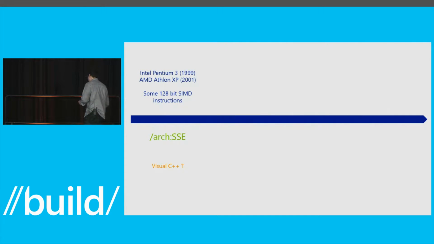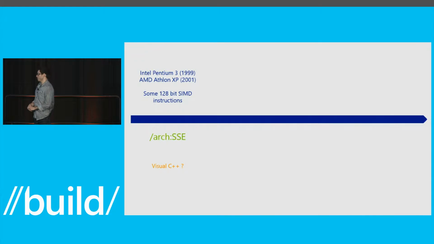But first, I want to talk just very briefly and sort of level the playing field in terms of what I mean by modern CPU instructions. So this big arrow is the timeline. And way back in the day, Intel Pentium 3, 1999, and in 2001, AMD released the chip that supports the SSE instruction set. This was some 128-bit instructions, not all of them. It wasn't a full instruction set for 128-bit stuff. It was just some of them. The switch that you could throw to enable optimizations targeting this was the /arch:SSE switch.